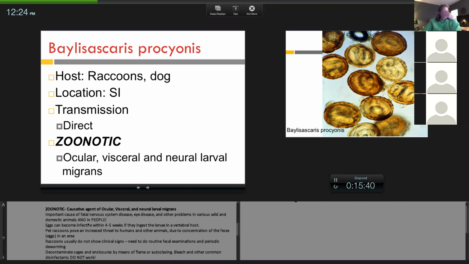Other wild animals, but we worry about people. Eggs can be infected in 4 to 5 weeks. The big thing here is a lot more people are getting pet raccoons.